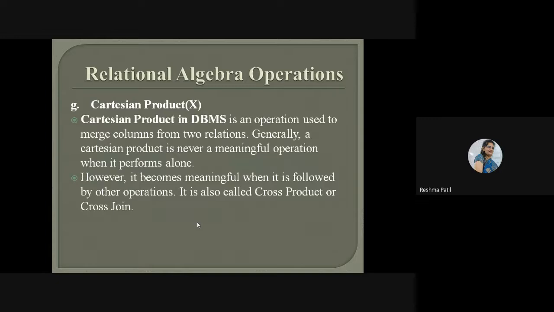Now next is Cartesian product. We can express Cartesian product by using this capital X. So Cartesian product in DBMS is an operation used to merge columns from two relations. Table A will contain separate attributes, and table B will contain separate attributes. Here the attribute names are not the same; there is no condition that they should be the same. We will take the other table's values into the final table.